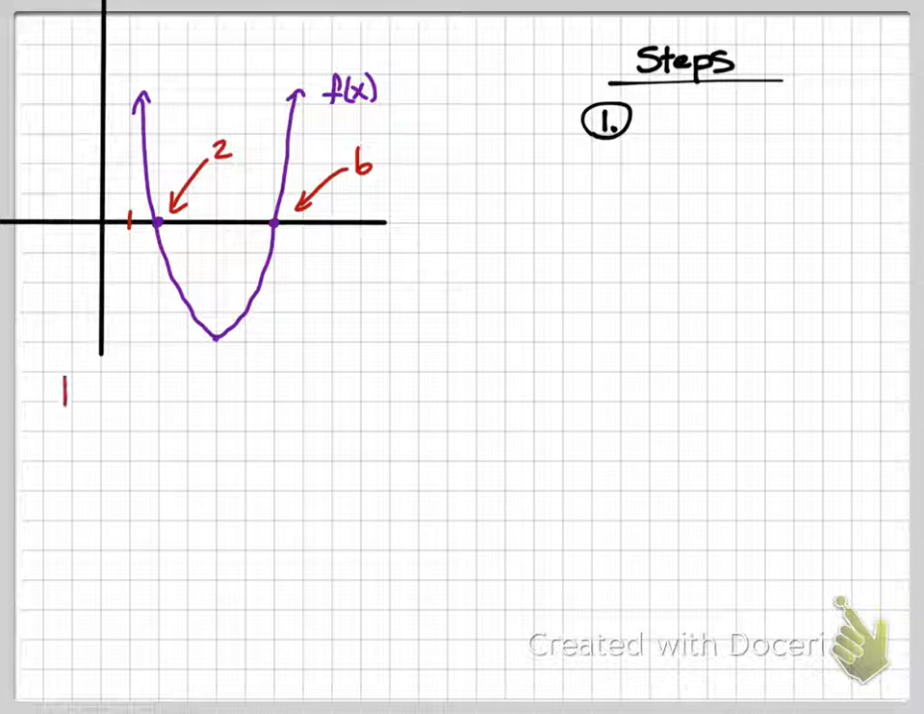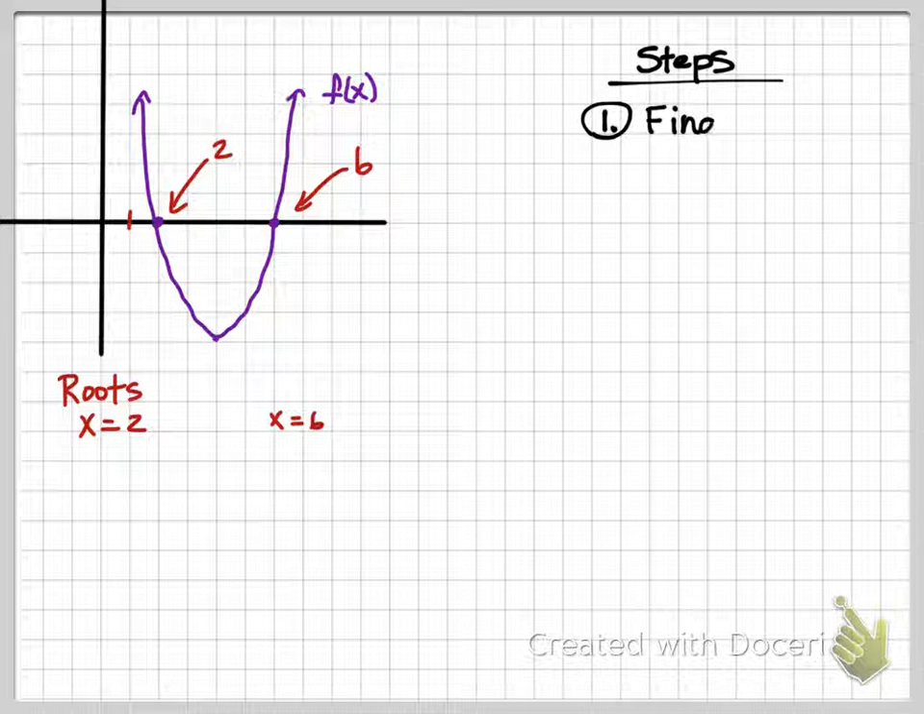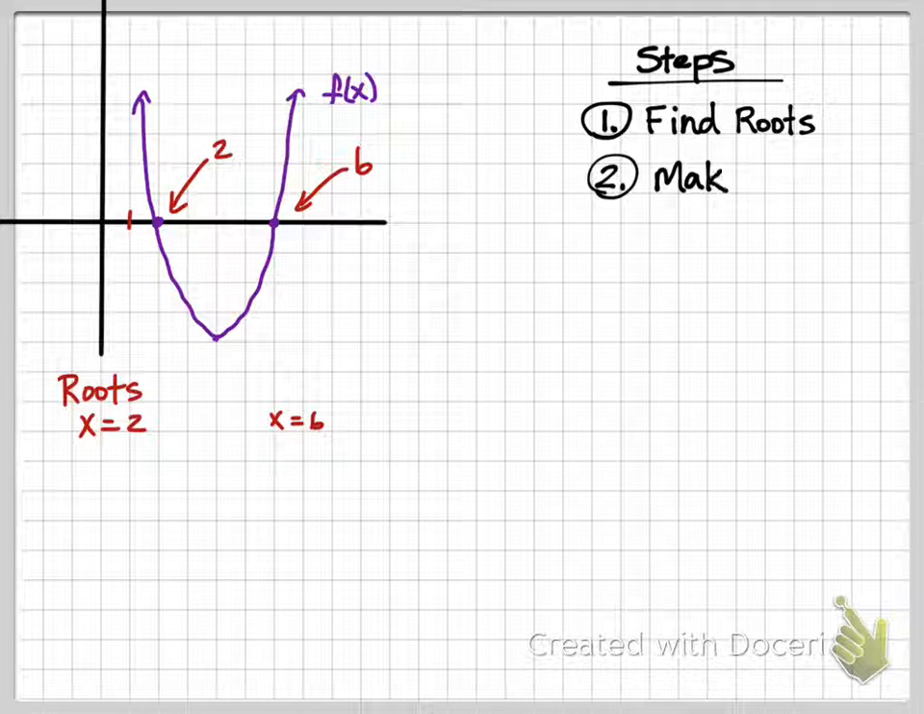What that means, so let me write that: roots. That is x equals 2, x equals 6. So step 1 then is going to be to find your roots, and you'll be able to know that just by looking at the graph. Find roots. Once you have your roots, you're going to change them into your factors. So make factors.